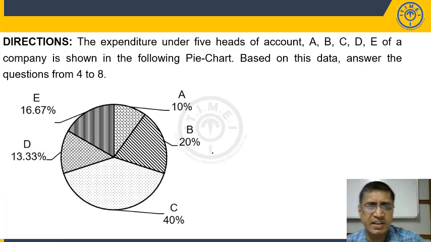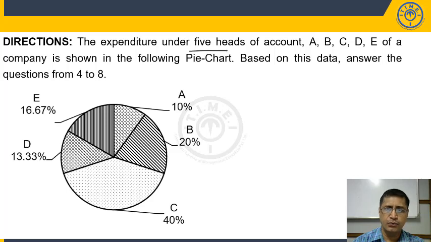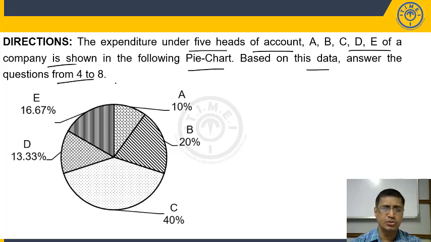Now look at the next set of questions. Here a pie chart is given. Please read the directions given. The expenditure under 5 heads of account A, B, C, D and E of a company is shown in the following pie chart. Based on this data, answer the questions from 4 to 8. The values in this pie chart are coded in terms of percentage.